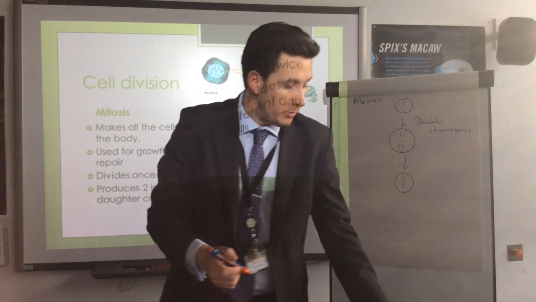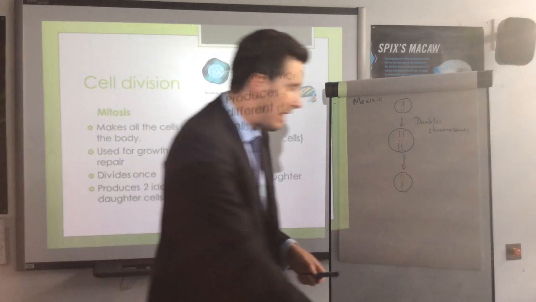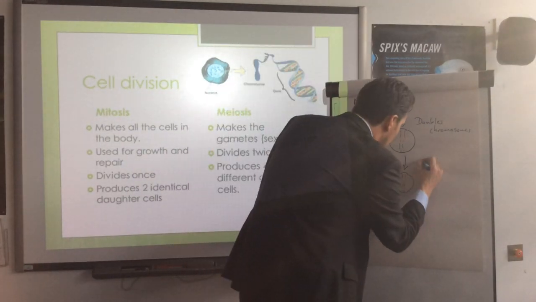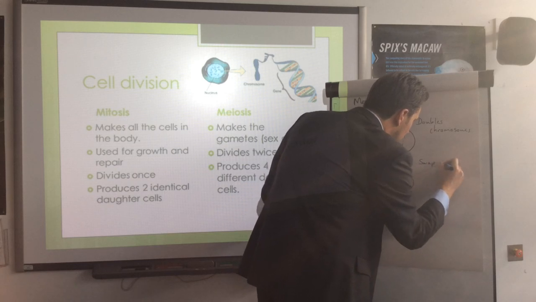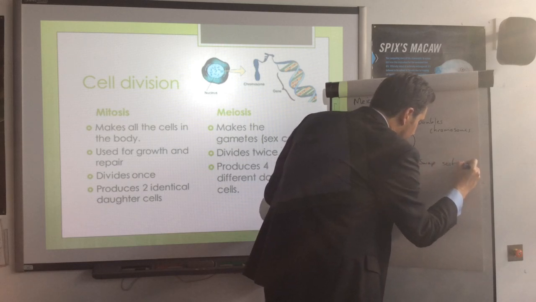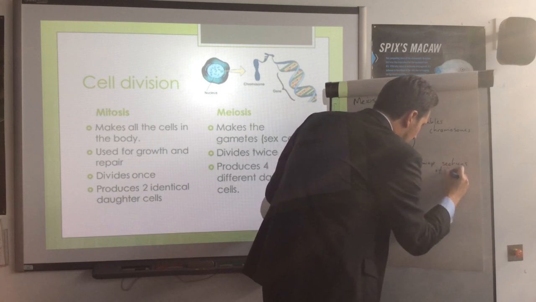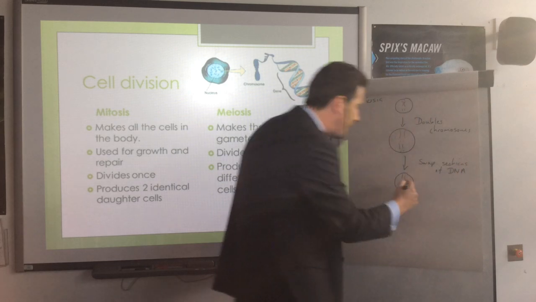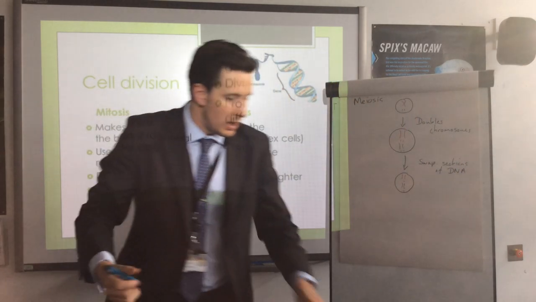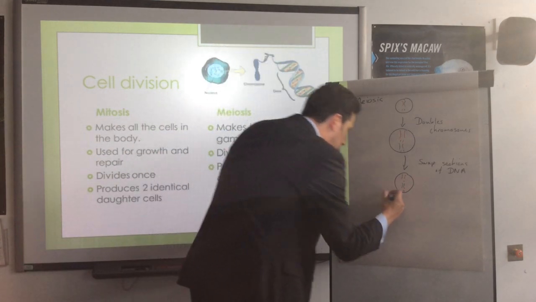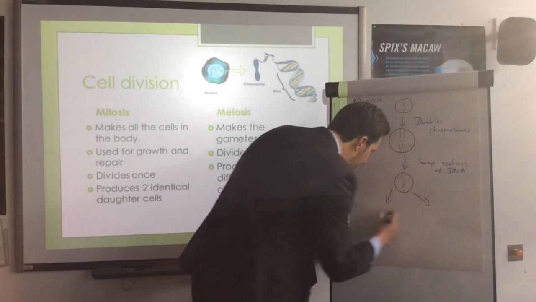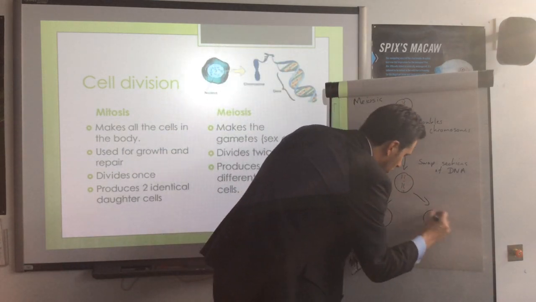Okay, so they've swapped small sections of DNA, and that increases the amount of variation, and that leads to increased variation. The cell will then divide, just like before. So it will divide to produce 2 new cells.